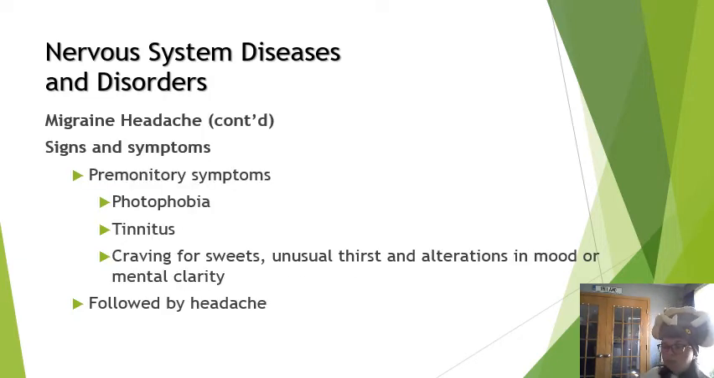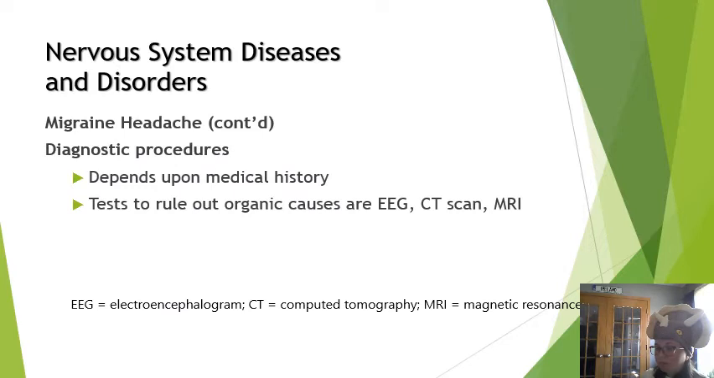Signs and symptoms of a migraine tend to come with photophobia, tinnitus, craving for sweets, and an unusual thirst or alteration in mood and mental clarity, and then usually headaches follow. Migraines are diagnosed depending on a patient history. Some tests can lead towards a diagnosis by the use of an EEG, which is an electroencephalogram, a CT, and an MRI.